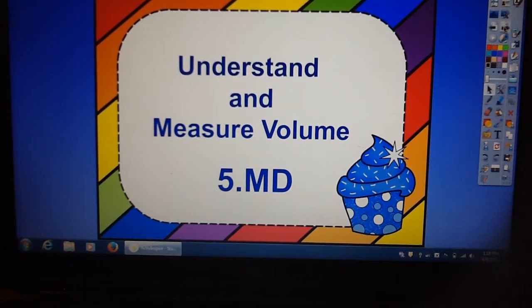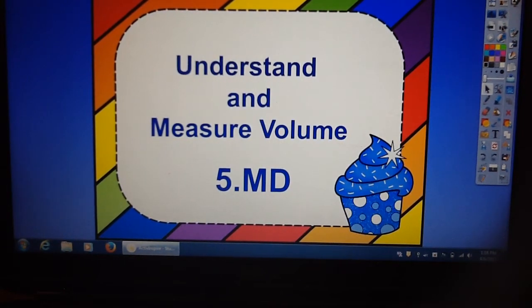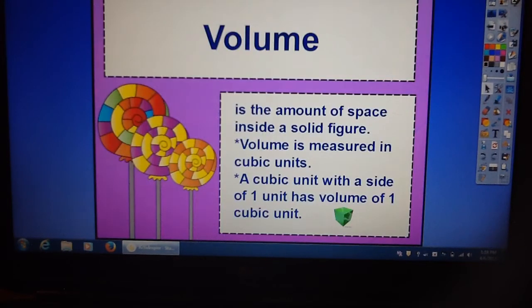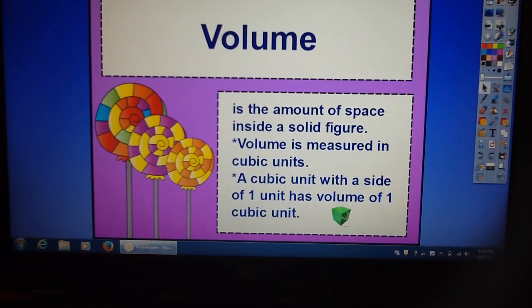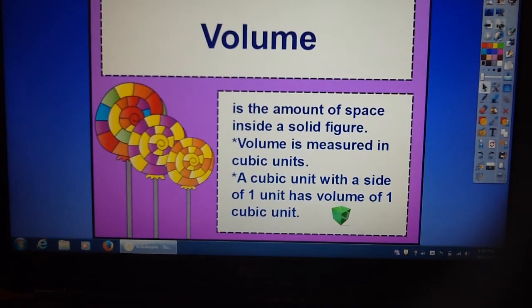Hello, in this video you're going to understand and measure volume. In order to understand volume, we have to know what volume is. Volume is the amount of space inside a solid figure. So it's basically how much something can hold. And one thing you need to remember is that volume is measured in cubic units.